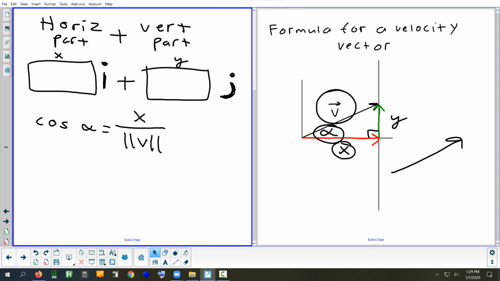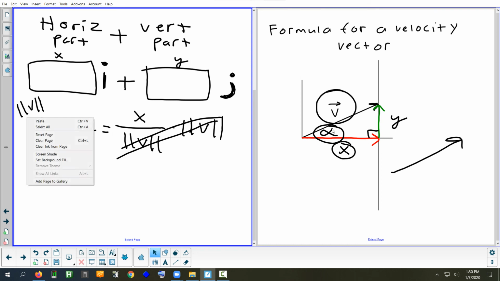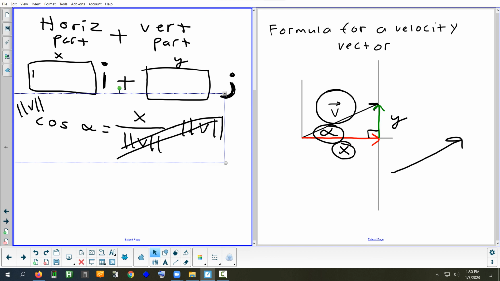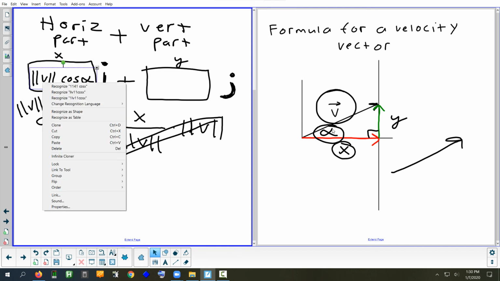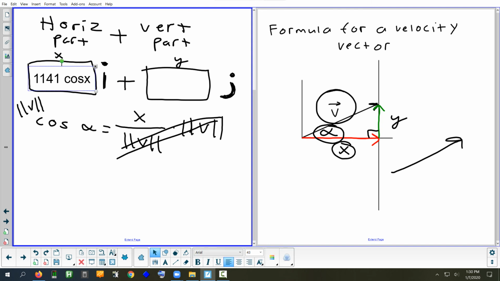Okay. And now let's get X by itself. So how would I move this magnitude over to the other side? Multiply. Yeah, multiply by the magnitude. That's gone. And here's your formula for X. Magnitude of V, which is the speed you throw the object at, times the cosine of alpha. You'll be given the speed you throw the object at, you'll be given the angle you throw the object at. You just have to put those two things into your calculator and get the answer.